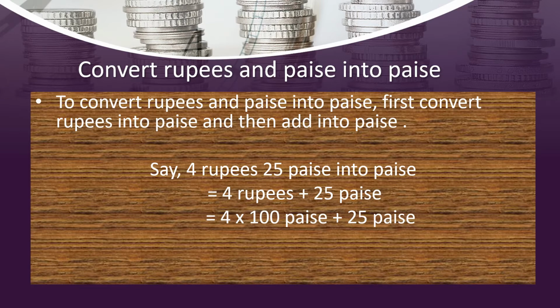Why? As you know that 1 rupee is equal to 100 paise, so I have multiplied the number of rupees by 100 paise. So I get 400 paise plus 25 paise. Now, as you can see, both the values are in the unit paise, which can be easily added up. So I add up 425, that is 425 paise. So students, the conversion of 4 rupees 25 paise into paise would be 425 paise.